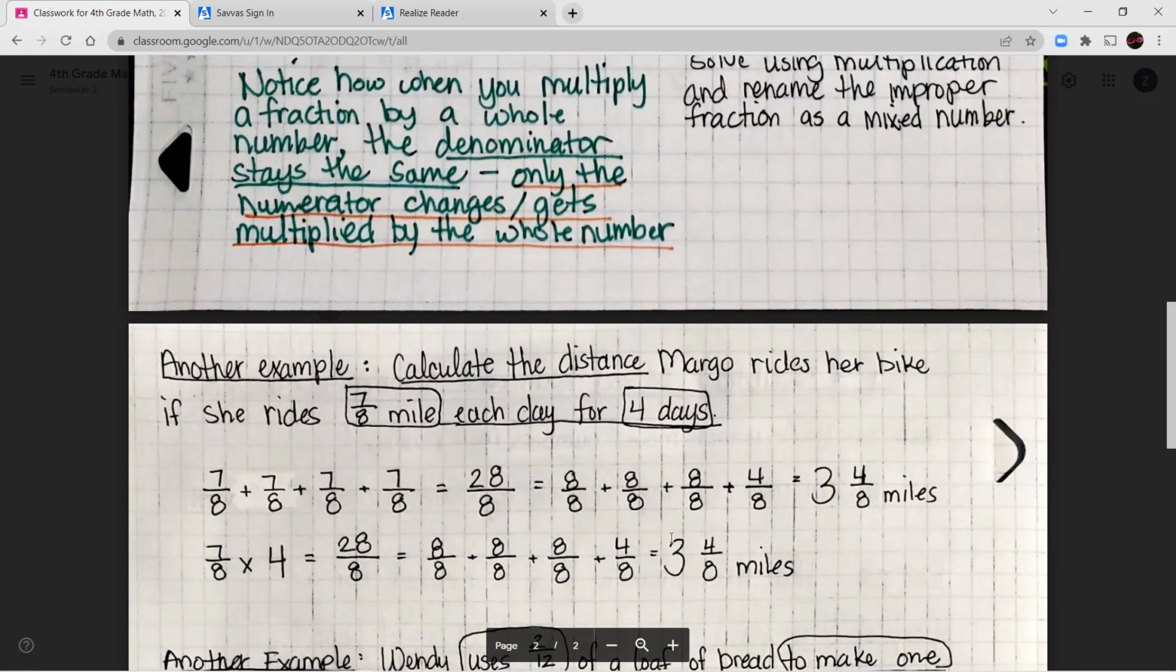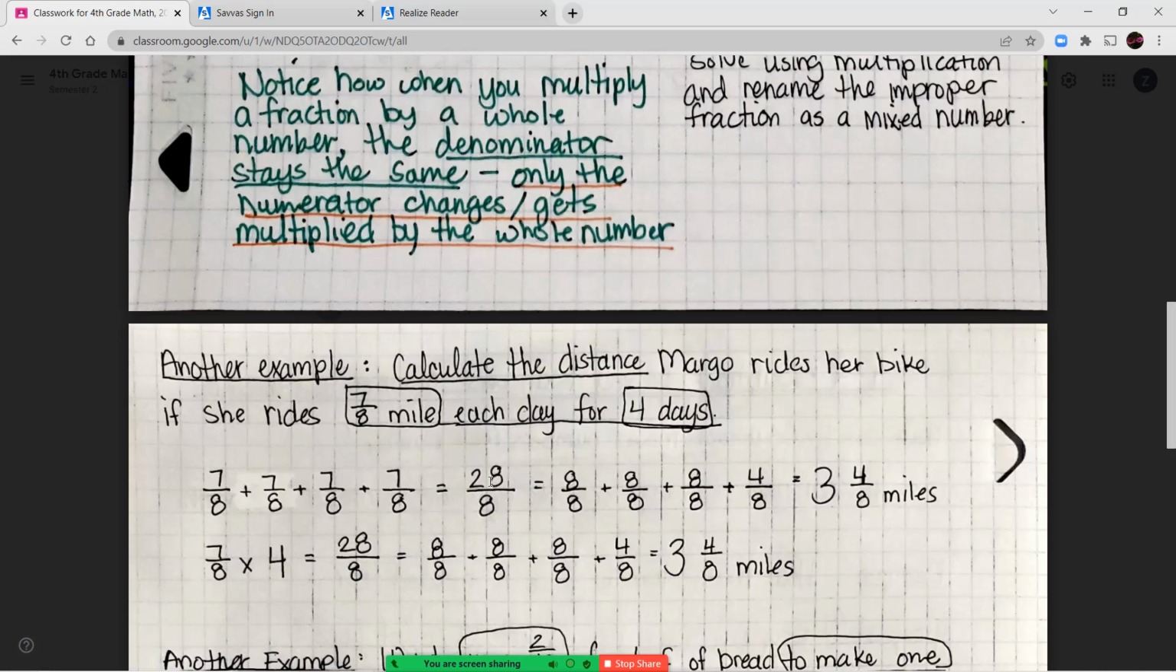Let's take a look at another example. It says, calculate the distance Margot rides her bike if she rides 7/8 miles each day for 4 days. So that means I need 4 groups of 7/8. So I could do 7/8 plus 7/8 plus 7/8 plus 7/8, which equals 28/8. Again, you can look at this as a division problem. How many groups of 8 are there in 28?